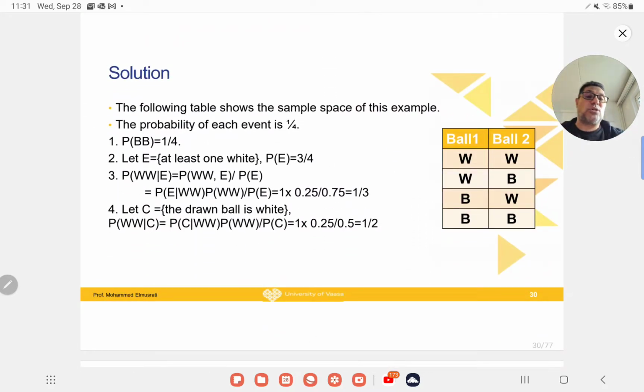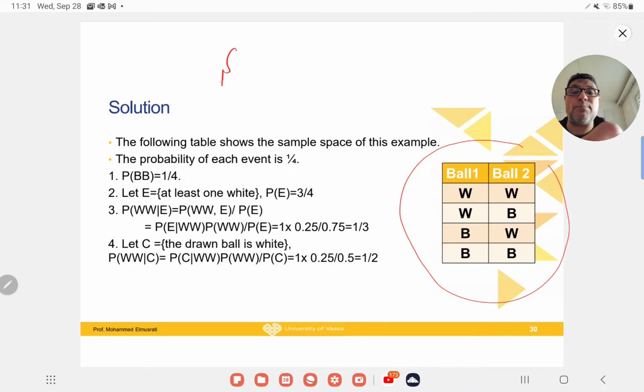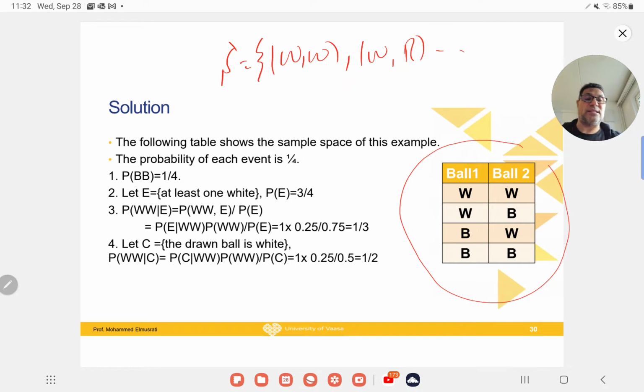Now you can actually build this sample space that we have here. So we have ball one and ball two. What is inside the bag can be white white, white black, black white, and black black. So these are all the possibilities. This is the sample space that we have in this example. The probability of each one, of course, will be 1 over 4. Why? Because we have 4 events and all of them are equally likely.